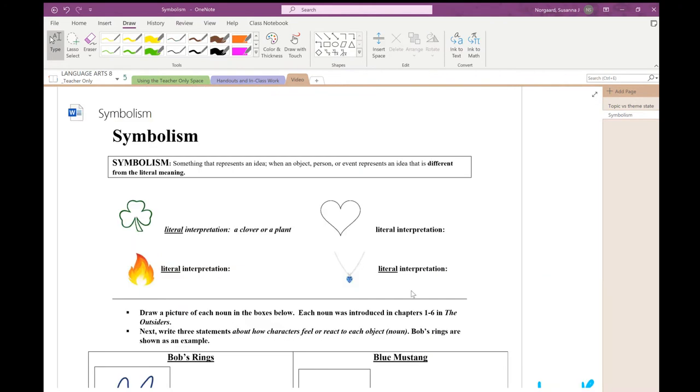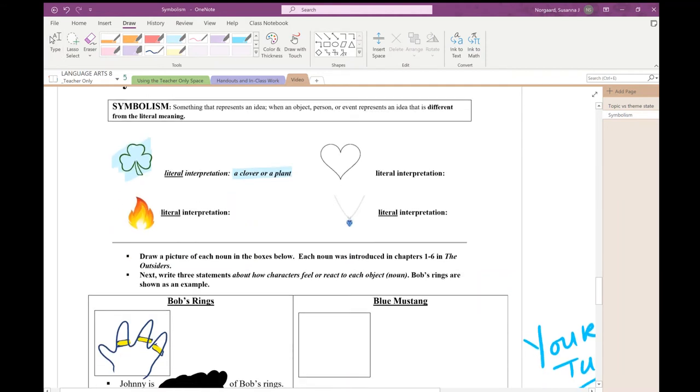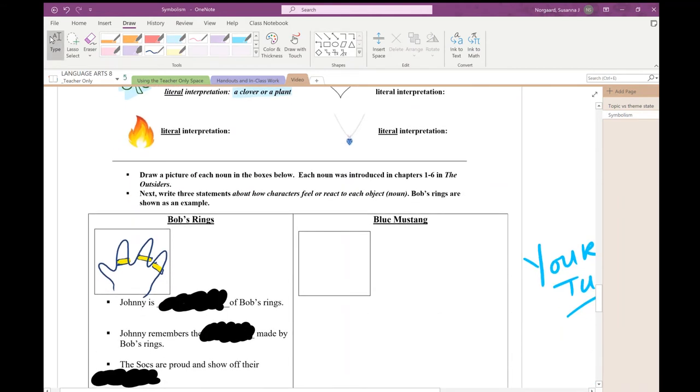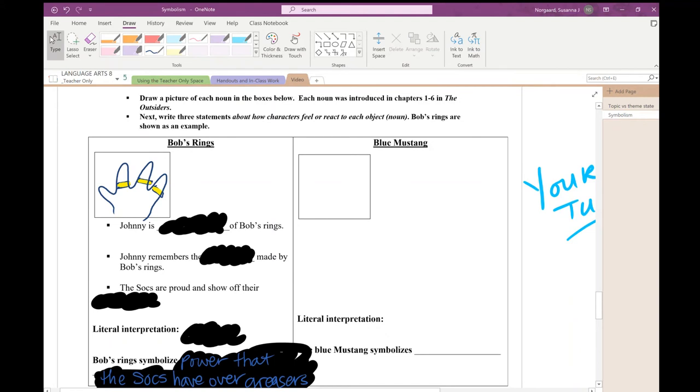So let's take a look at the worksheet that you all are going to be working on today. In the first part of the worksheet, I'm simply asking you to give me the literal interpretation of the objects that you see here. So, for example, that first one is a picture of a clover. So, the literal interpretation, it's a plant, it's a clover, right? But in the objects below, what I want you to be thinking about is, what else could these objects stand for? What else could they symbolize?